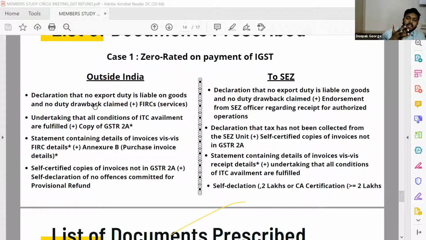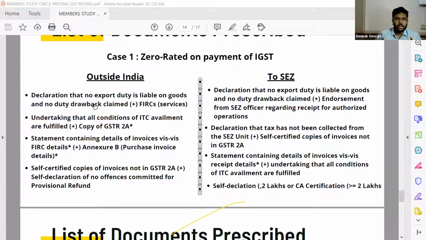You have to give a foreign inward remittance certificate as a proof of receipts. You'll have to give a declaration that your export of goods, that is the goods that you're exporting, is not liable for duty drawback and not liable for export duty, because if it is, then you will not get refund. Of course, in the Finance Act 2021, one more amendment has come saying that on goods, even if you get duty drawback, you are liable to get refund of the amount. But as it is, you should give a declaration that your goods are not liable for any export duty or duty drawback, and you have furnished the FIRCs of services.